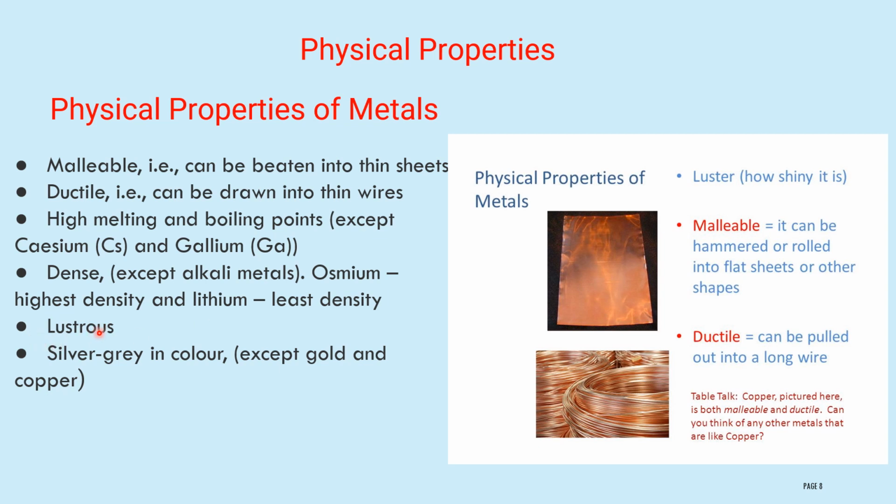Then lustrous. I already told you, all metals have shining. That shiny nature we call lustrous. Then silver gray in color. Almost all metals are silver gray in color except gold and copper. These are some physical properties of metals. These properties are very important. They will ask these in exams.